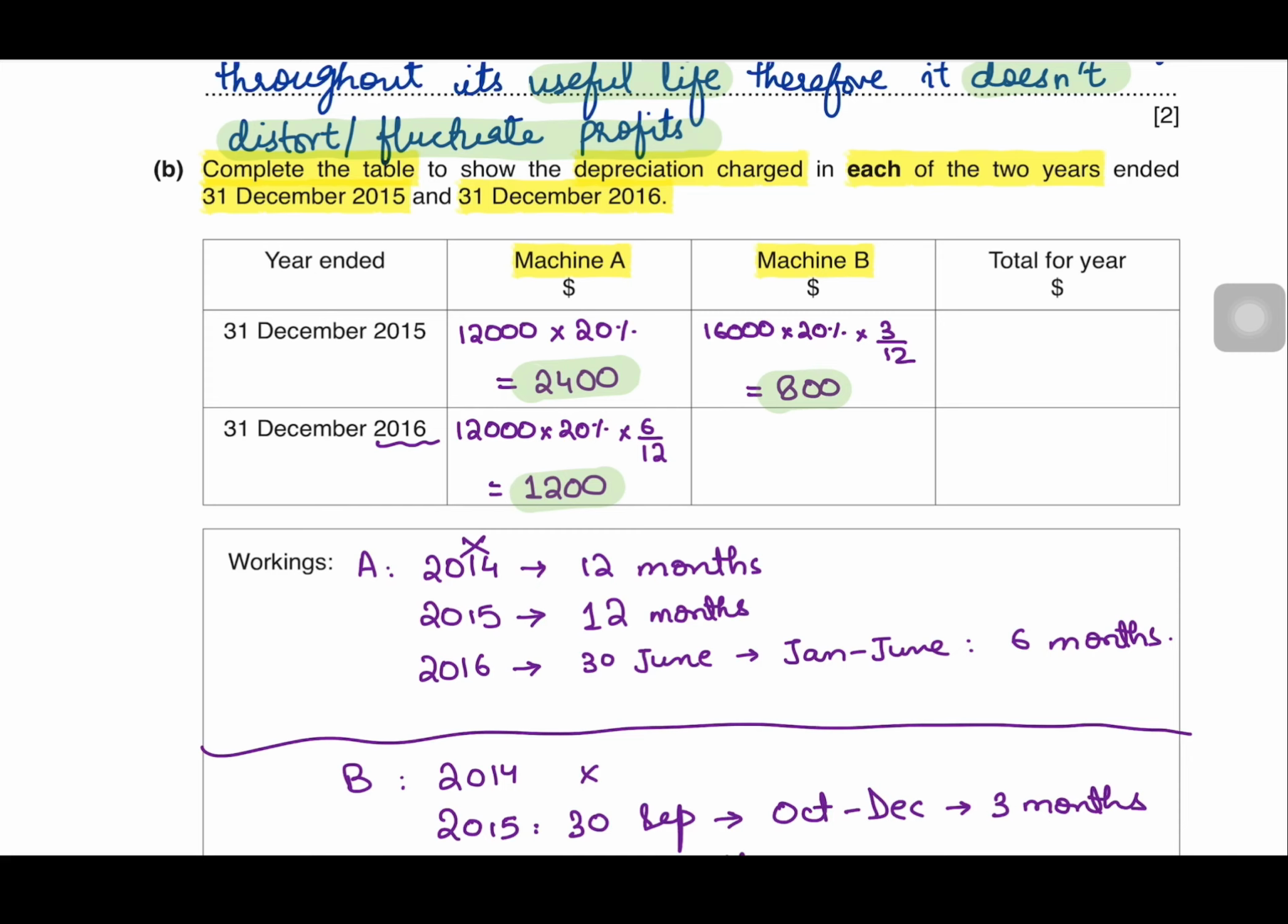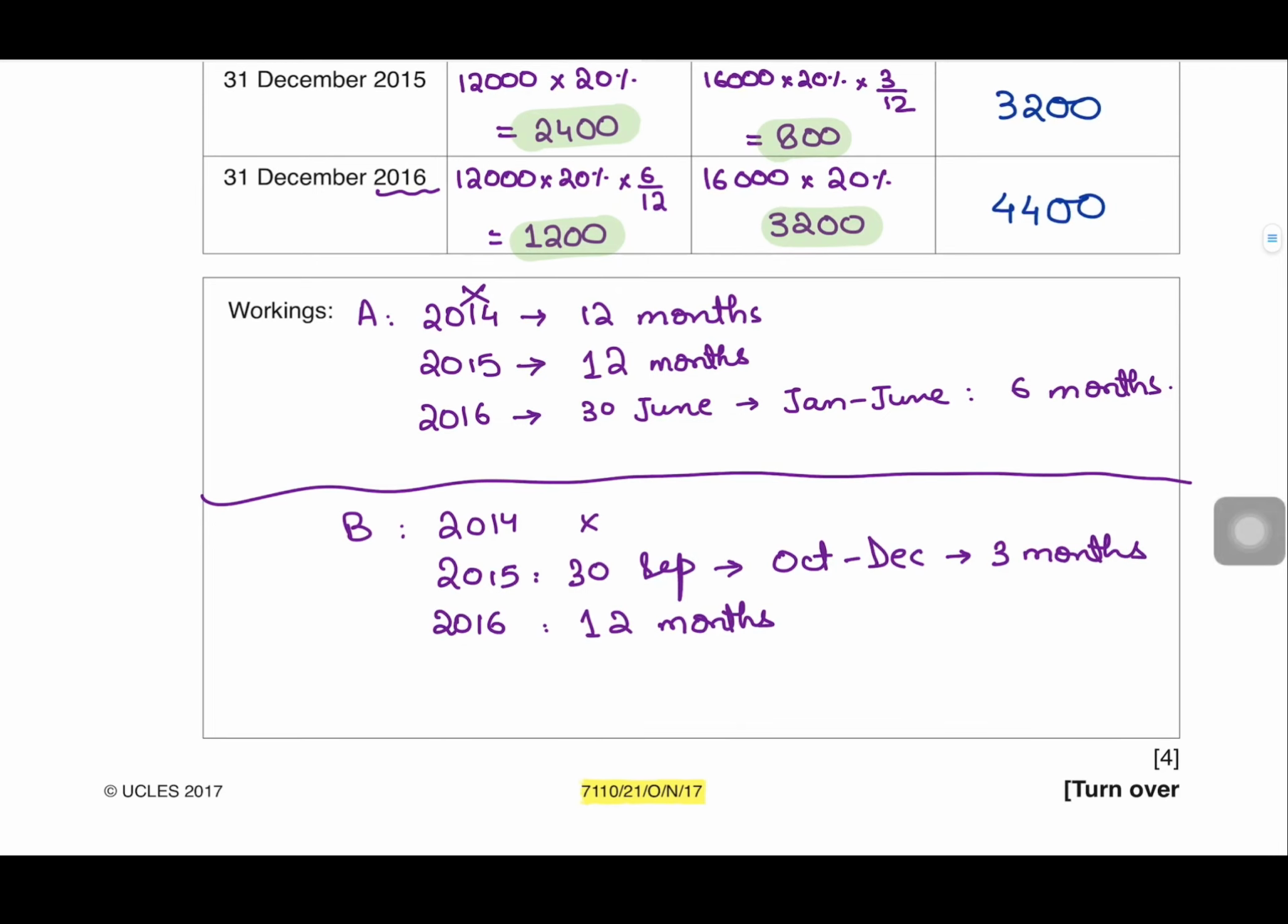Now for next year, full year depreciation will now be charged, $16,000 multiplied by 20%, right? And that would be 3,200, right? So this is the depreciation in the year of purchase, 800, and in the next year, that is 3,200. So let's quickly total these figures as well. In 2015, for machinery A and for machinery B, what is the total depreciation? It would be 2,400 plus 800, 3,200, and for 2016, 1,200 plus 3,200, 4,400. So this was for how many marks? It was for 4 marks.